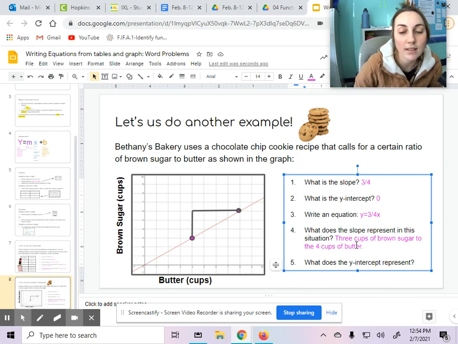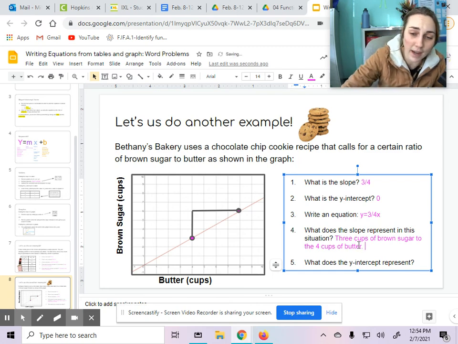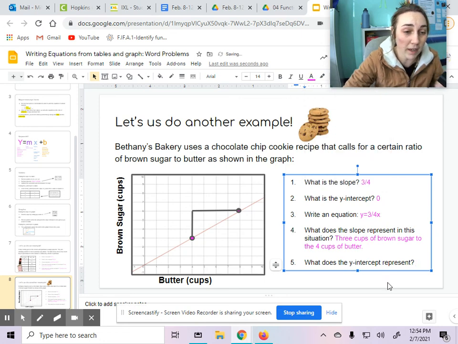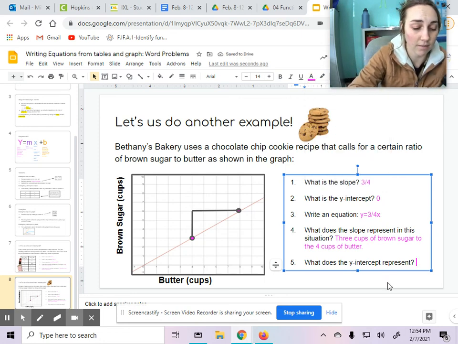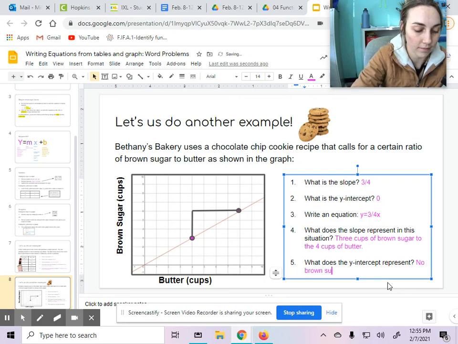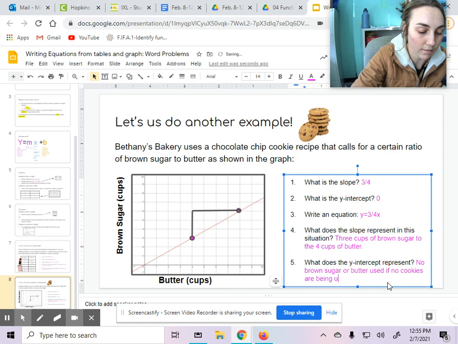So then it asks, what does the y-intercept represent in this particular problem? And the y-intercept here, again, guys, is 0. So what it represents in this particular problem is that she's not going to use any cups of brown sugar or any cups of butter if she's not making any cookies. That's basically what it's saying. Her y-intercept here is 0, and it's because she doesn't have to use butter or brown sugar if she doesn't make any cookies. So no brown sugar or butter used if no cookies are being made.